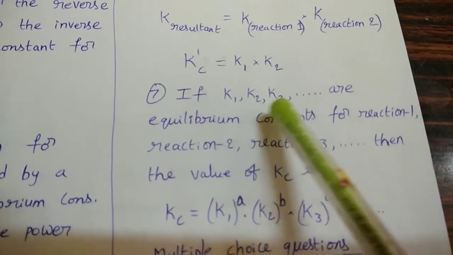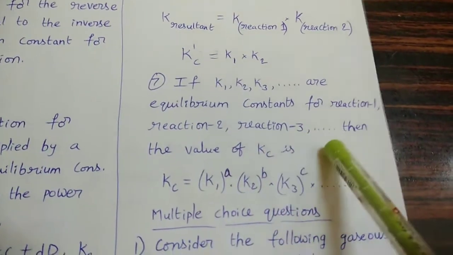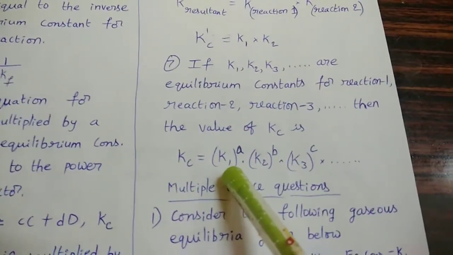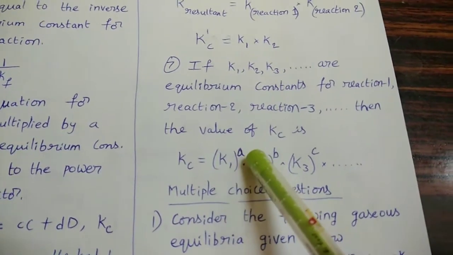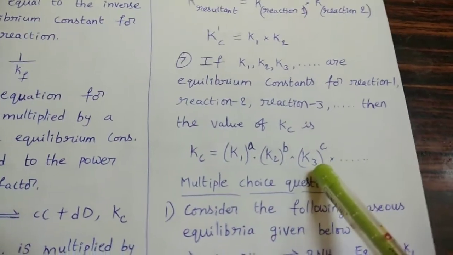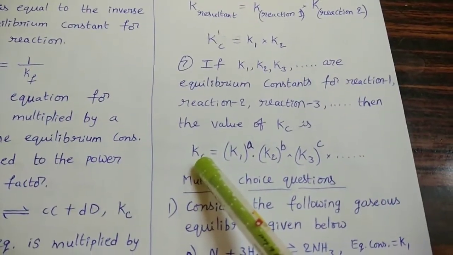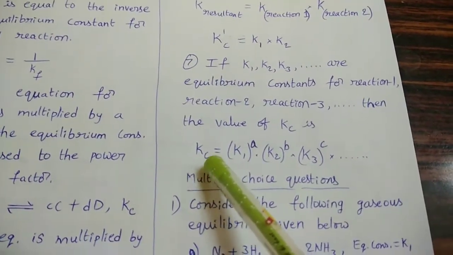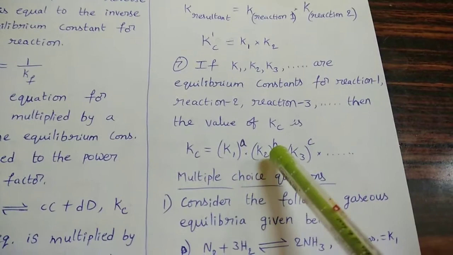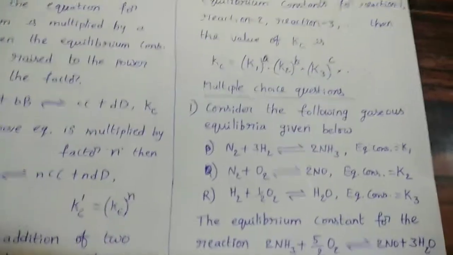If K1, K2, K3 are equilibrium constants for reactions 1, 2 and 3 and so on, then the value of Kc is the equilibrium constant of the first reaction multiplied by factor A, that's why power A. The second reaction multiplied by B, so power B. The third reaction multiplied by factor C, so power C. So Kc, the equilibrium constant for the resultant reaction, is equal to K1 power A into K2 power B into K3 power C and so on. Next, see the numerical.